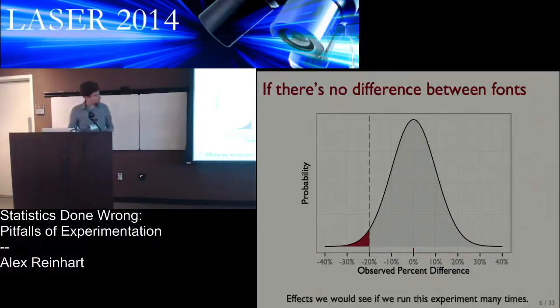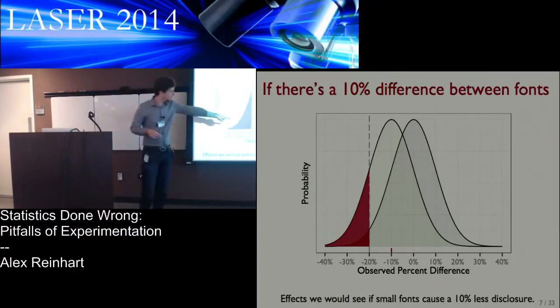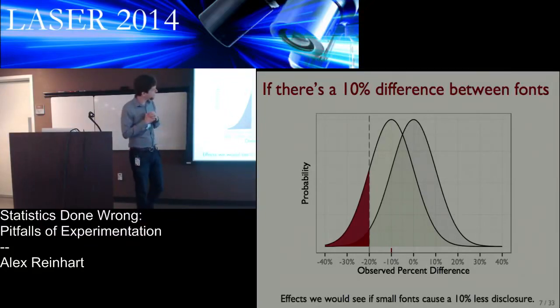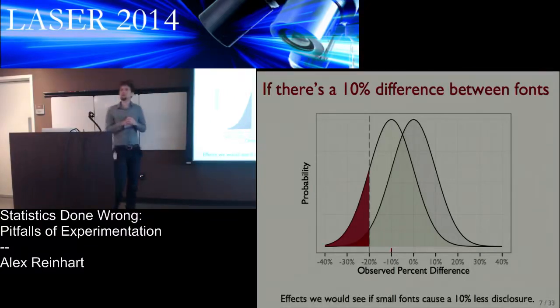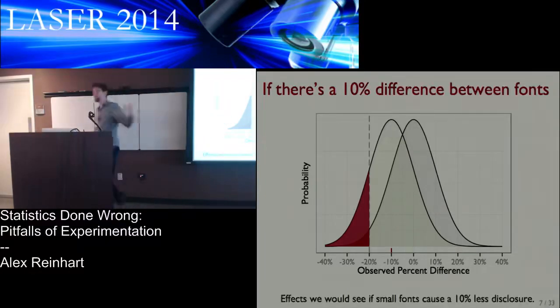Now suppose it turns out that in truth, the hard-to-read font decreases disclosure by 10%. What would we see in that case? I've overlaid here the most likely results if font decreased disclosure by 10%. On average, you'd see a 10% decrease in disclosure when you run your study. But there's that same random variation. Some of the time you may see no decrease at all. Some of the time you may see a 20% decrease. And you can see that it's actually fairly unlikely for you to get into the statistically significant region, because that region starts at a 20% decrease in disclosure.